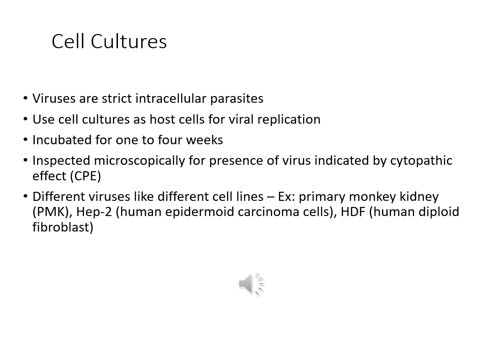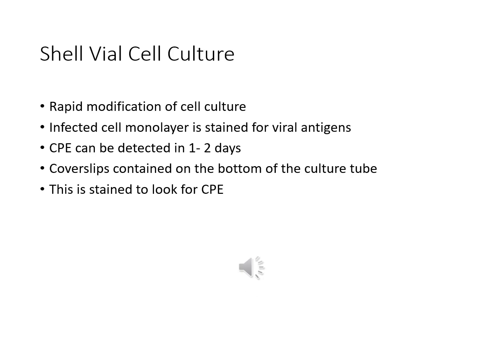We're inspecting them on a regular basis microscopically for the presence of that cytopathic effect in the host cell, because again, that will help us determine if there's multiplication of the virus, if the virus is replicating or not. So examples of your cell lines include primary monkey kidney, HEP2, which is a human epidermoid carcinoma cell, and human diploid fibroblast cells.